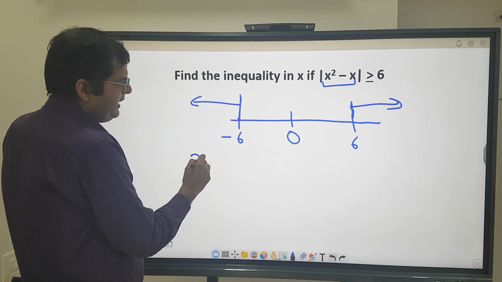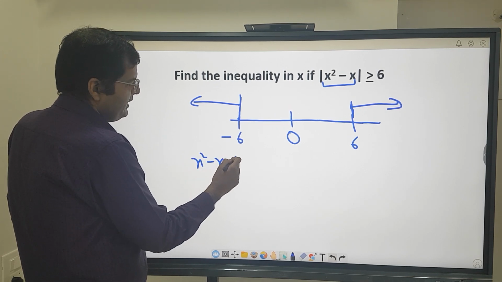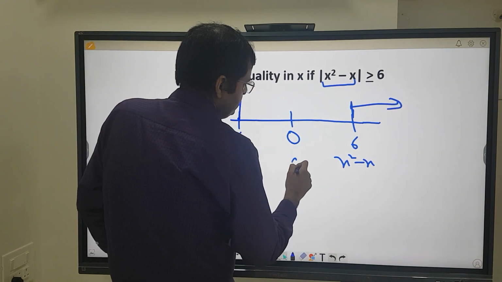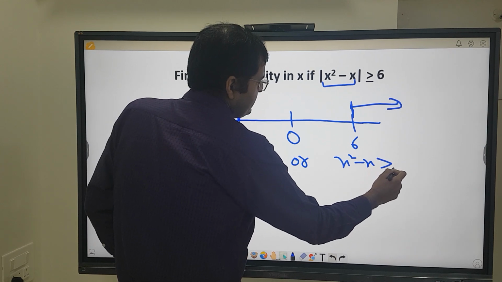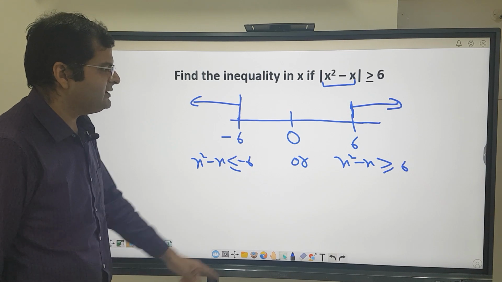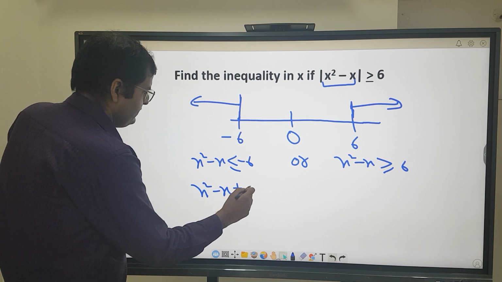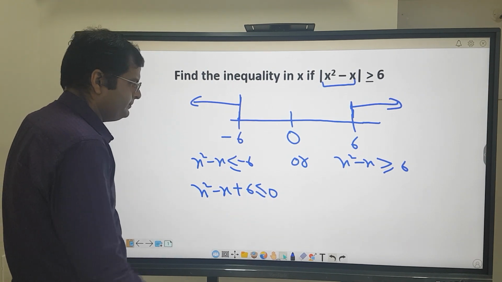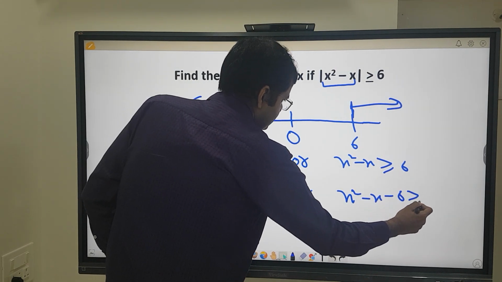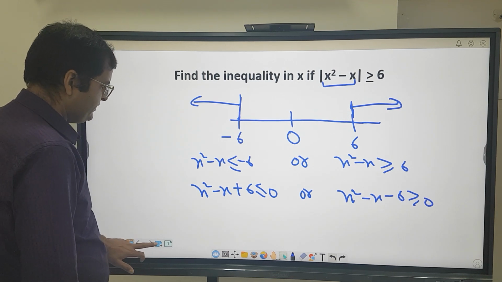So from here I get x square minus x is less than or equal to minus 6, or from here I get x square minus x is greater than or equal to 6. So this will now become x square minus x plus 6 is less than or equal to 0, or from here x square minus x minus 6 is greater than or equal to 0. So these are the two quadratic inequalities we get. We will solve these individually.